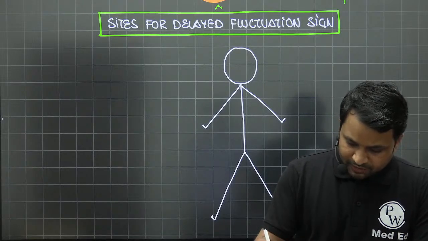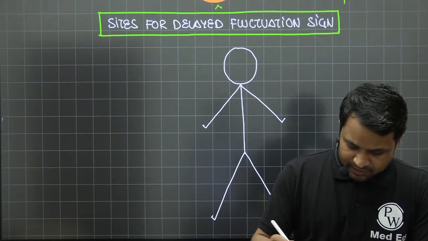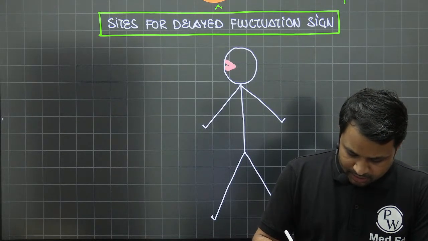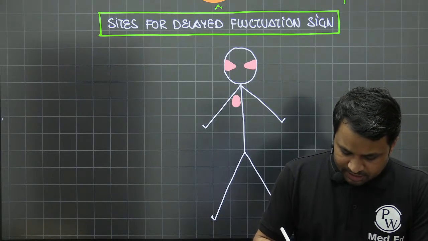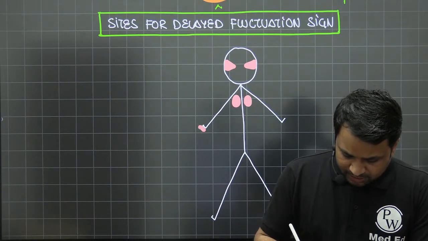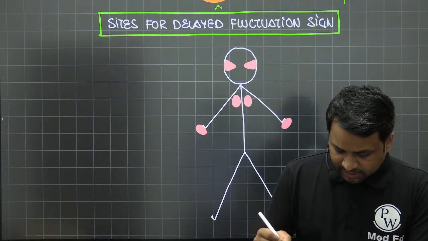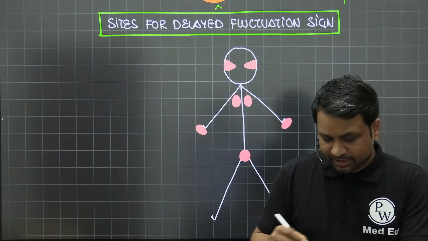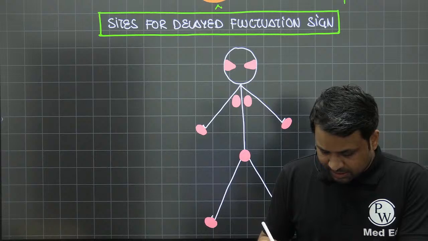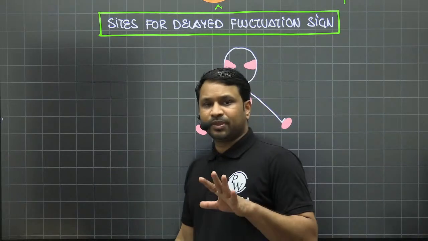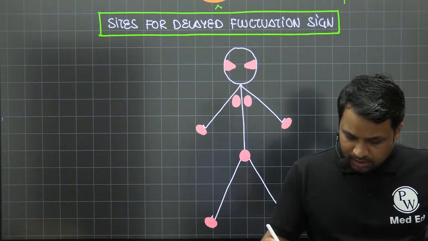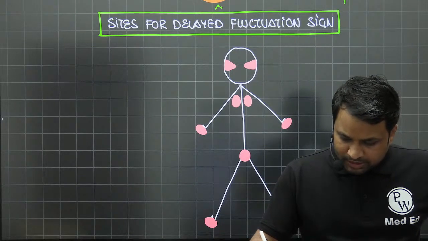Number one, if the abscess is present here, you will have delayed fluctuation sign, right? If the abscess is here, there is delayed fluctuation sign. If the abscess is here, there is delayed fluctuation sign. And if the abscess is here, there will be delayed fluctuation sign. Okay? As simple as that, right? Now, what are these sites?